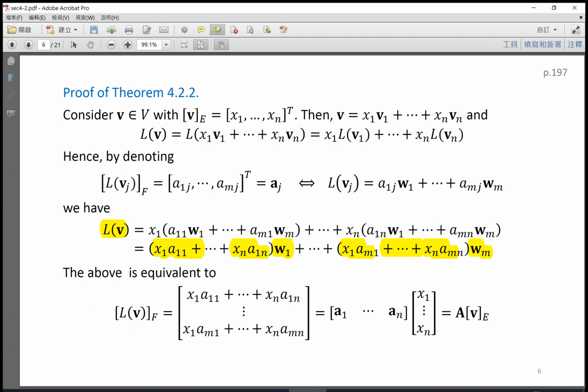Then we can use the coordinate notation to express this equality. That is, the coordinate of L of V with respect to F equals the vector. And after some arrangement, this vector in Rm can be written as a matrix A times a vector. Here a1, a2 up to an are the column vectors of matrix A, and x1, x2 up to xn is a vector in Rn, which is the coordinate of V with respect to E. And our proof is finished.